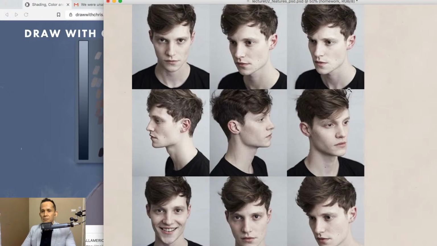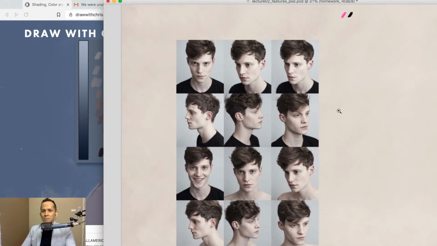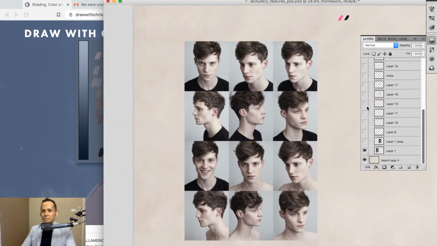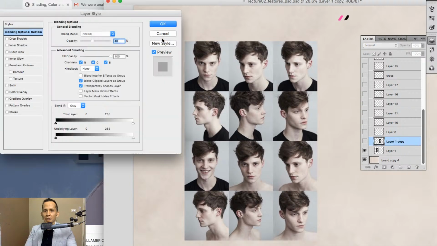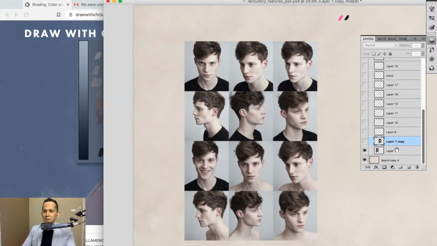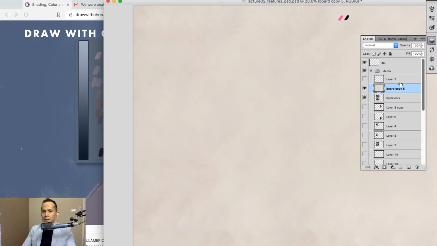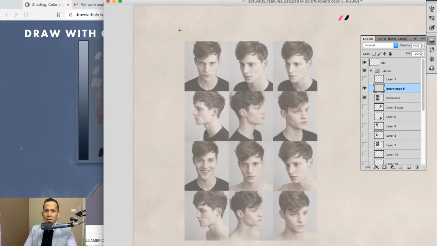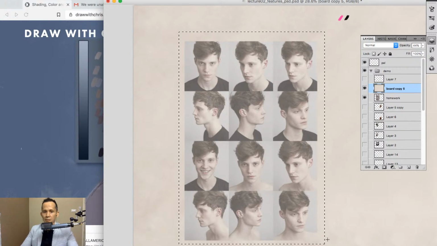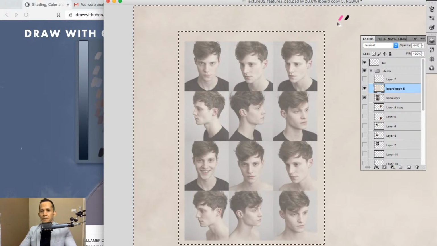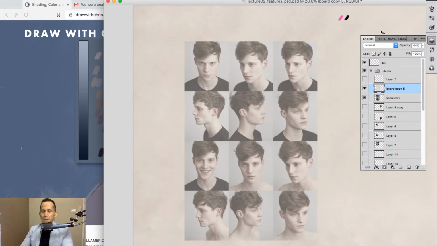So let me just quickly go over the homework. Obviously one really useful homework, and this not just come from me, but this is coming from Mark as well, is to do tracing. Take a piece of tracing paper.